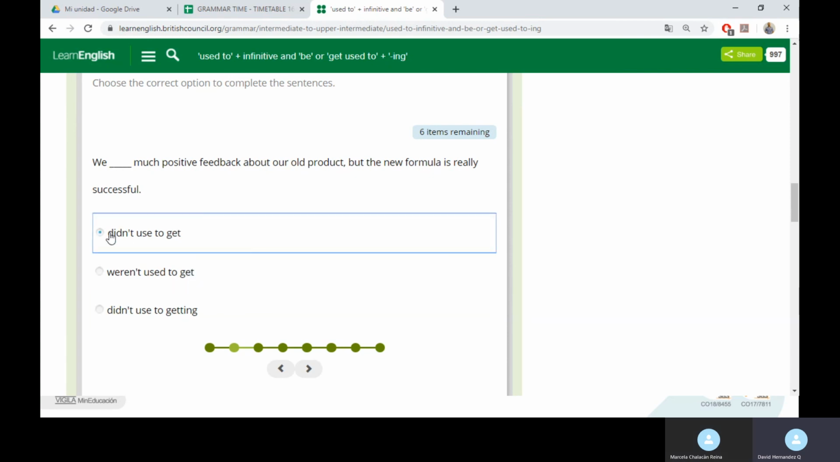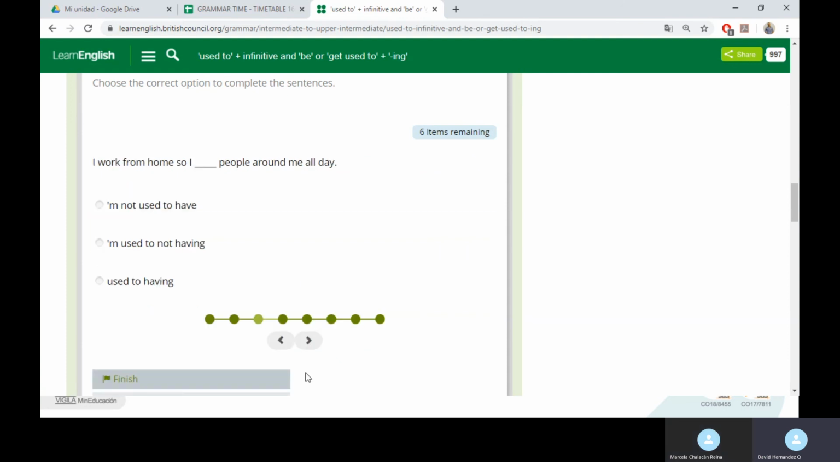So the only option that we have is didn't used to get. Yes? Is it clear for you? Yes, teacher. Thank you. All right, so let's move on to the third one. I work from home, so people around me all day. You have two options with apostrophe M, which is I'm, and one option with used to having. So try to explain your answer. Choose one and explain why.